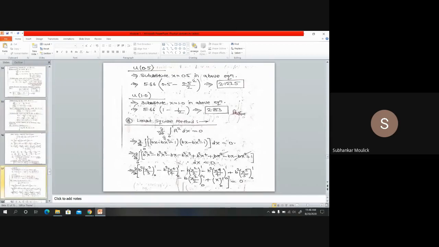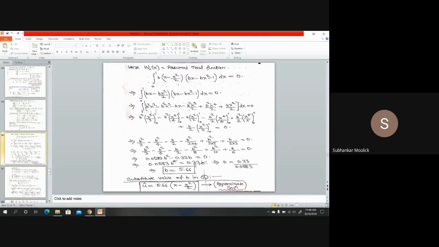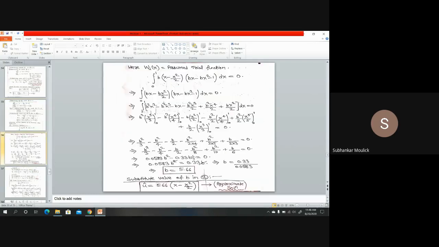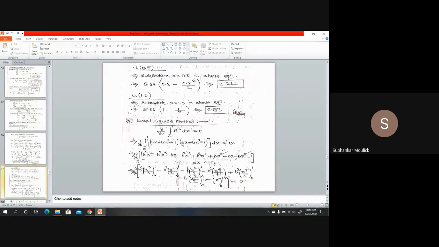Yes, del by del b of the integration over the entire domain. Lower limit of the domain is 1, upper limit of the domain is u, residual square dx equal to 0. Residual I already have, that is equation number 6. You have to take the square of equation number 6 and then integrate it. After integration, take the partial derivative with respect to that particular constant which you need to find out.